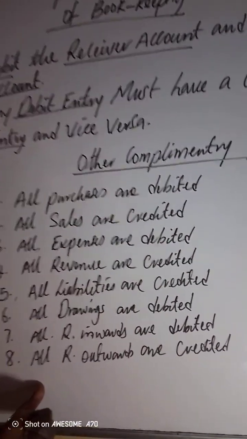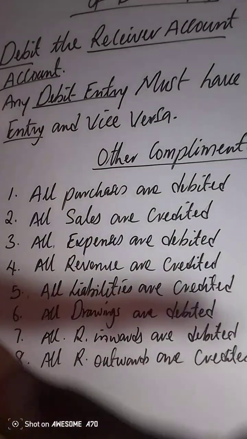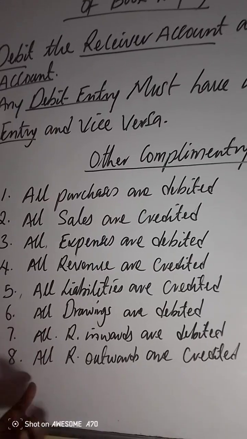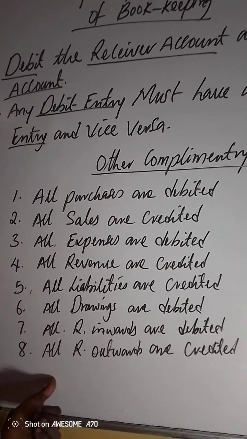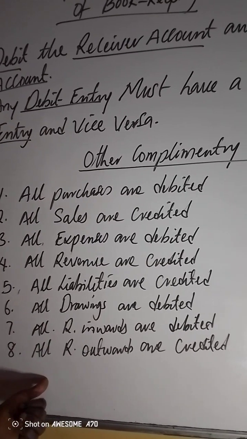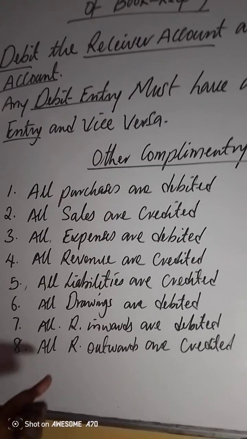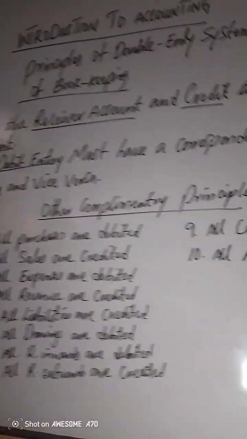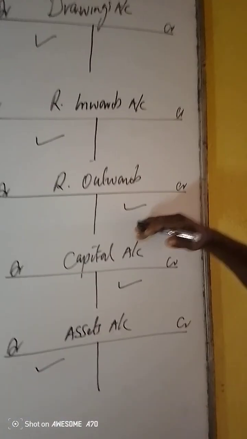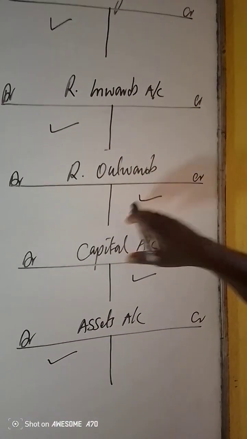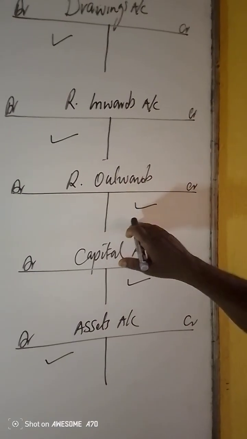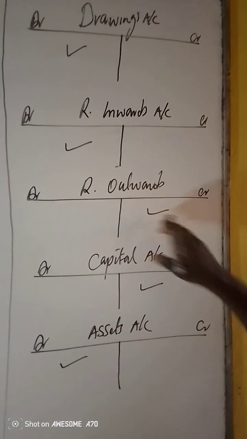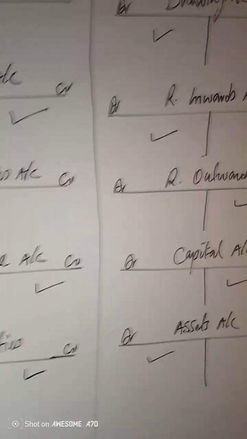Returns outward are the goods the business returns back to the suppliers, whereby the business purchased goods and some are not what they want, they are not according to specification, so such an account will be credited. And thus we conclude that all returns outward are posted in the credit side. So mind you, if you open the returns outward account, that ledger account must be posted in the credit side.